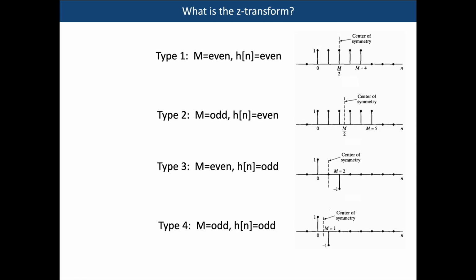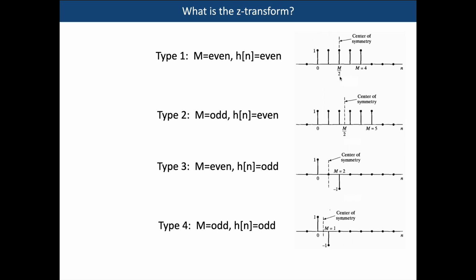I want to drill home these ideas a little bit more. For type 1, we have an even order, so an odd length, 5 coefficients here in total, but it's an even order. And the delay, alpha, is going to be M over 2. This is the group delay. So it has even symmetry about the point M over 2. The center of symmetry is here, M over 2.